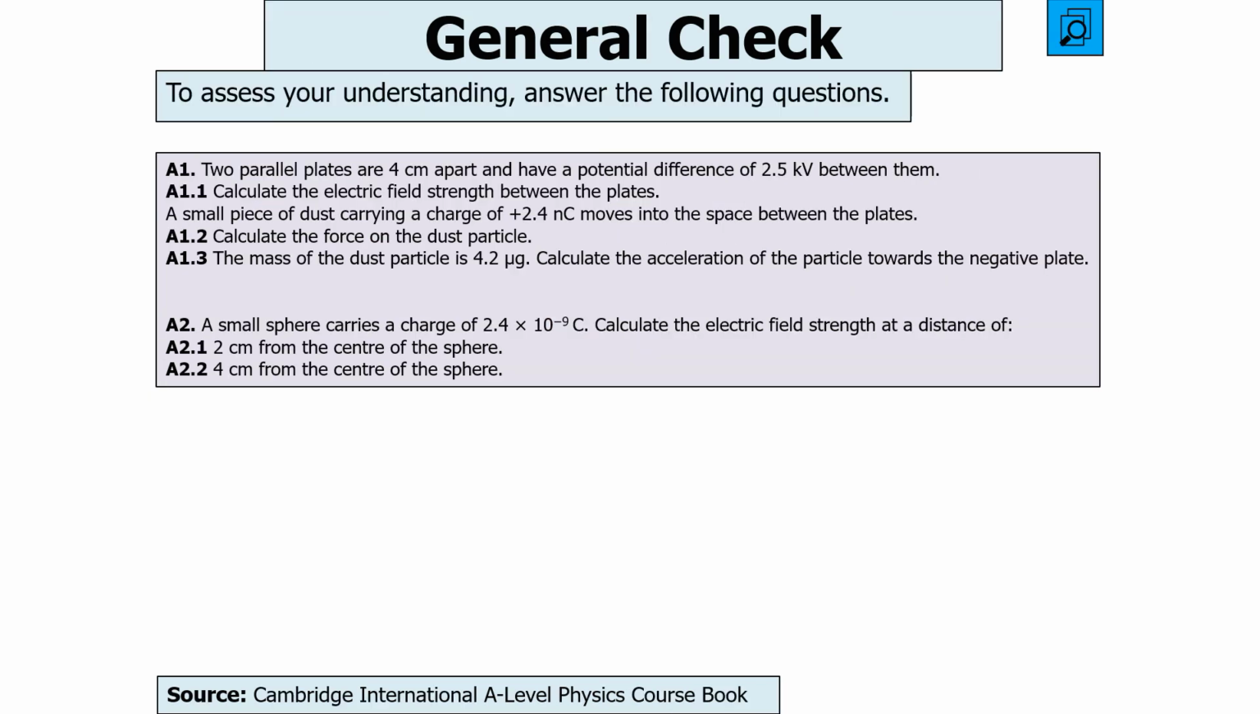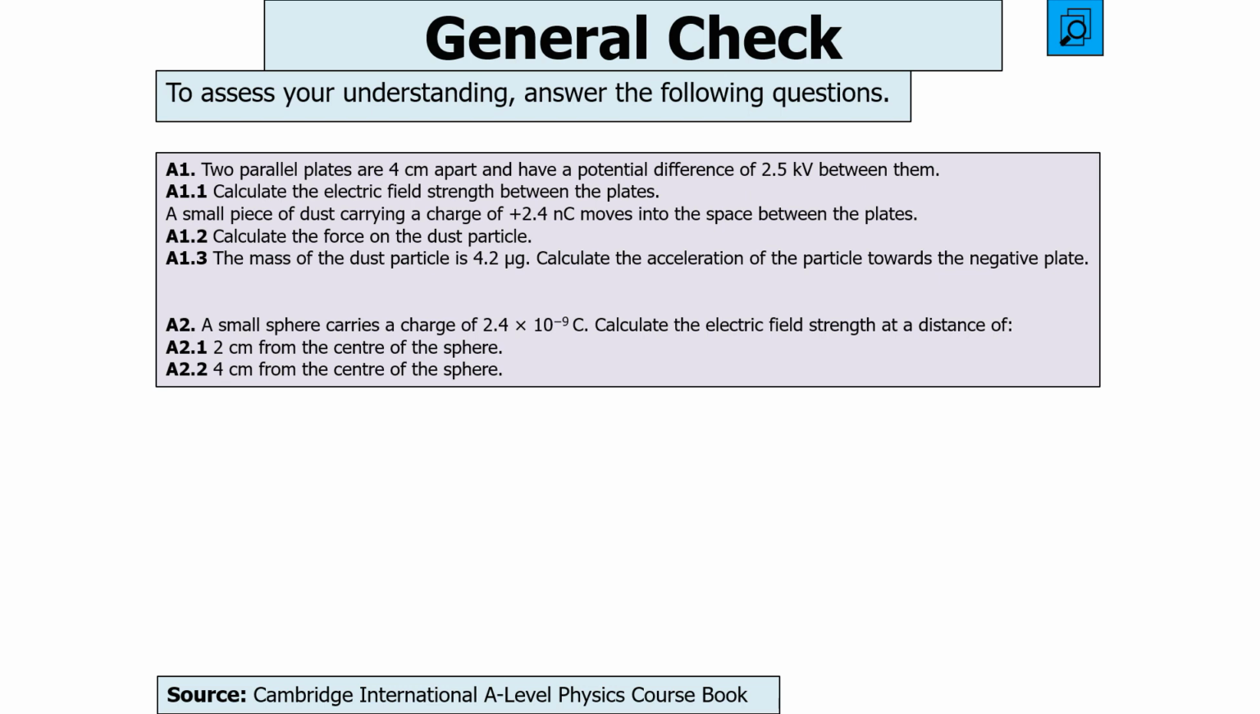The next question says 2 parallel plates are 4 centimeters apart and have a potential difference of 2.5 kilovolts between them. Calculate the electrical field strength between the plates. A small piece of dust carrying a charge of plus 2.4 nanocoulombs moves into the space between the plates. Calculate the force on the dust particle. Then the mass of the dust particle is 4.2 micrograms. Calculate the acceleration of the particle towards the negative plate.